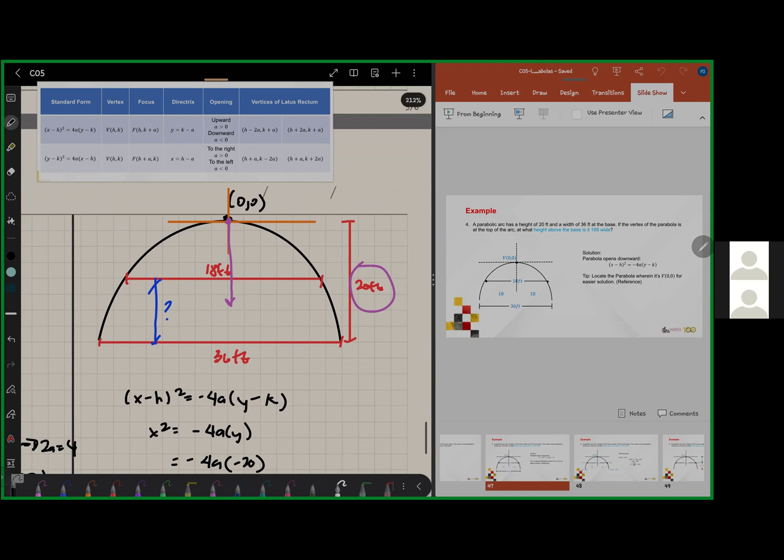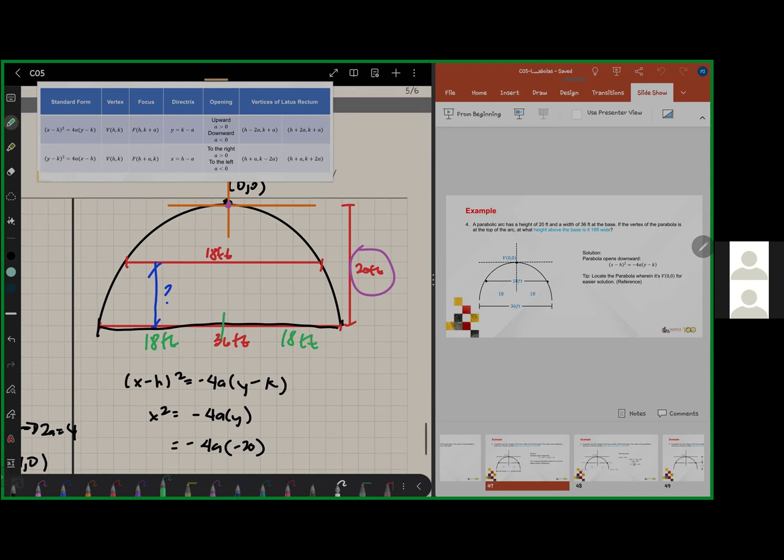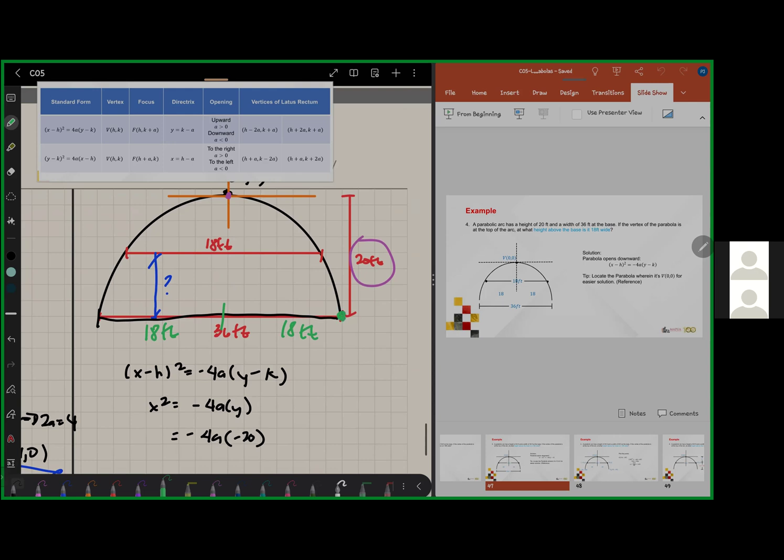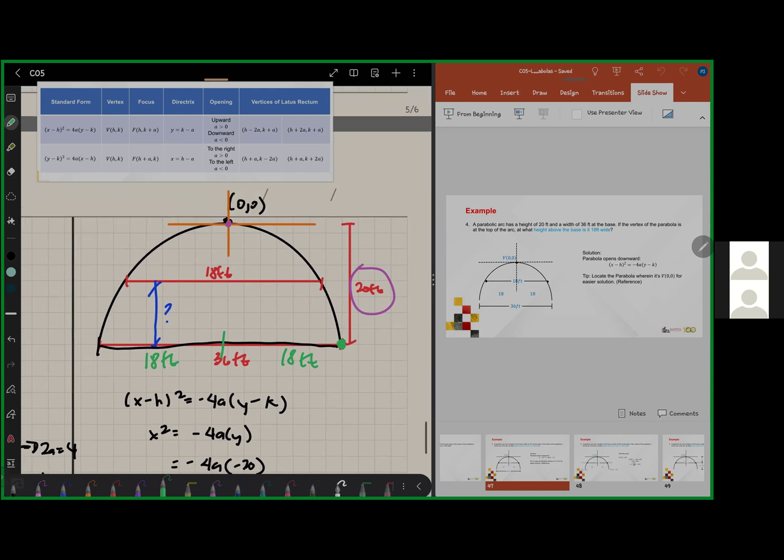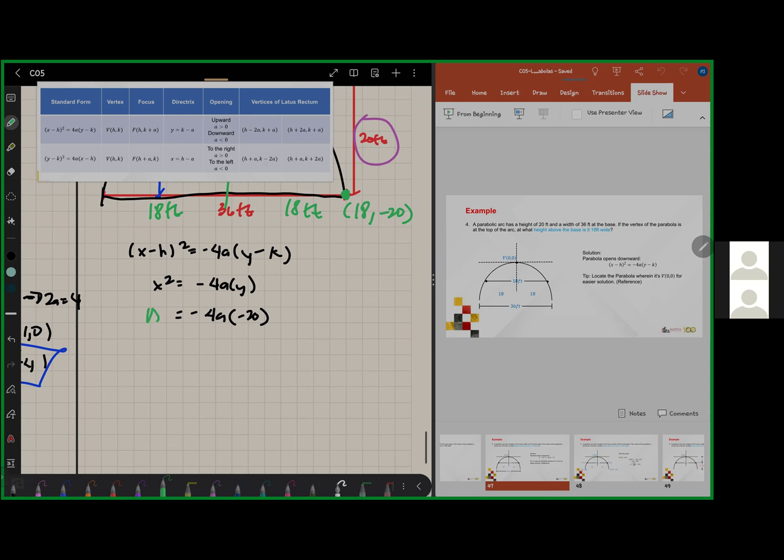However, since this is only on the x-axis, we can find that it is on the center. So we can divide this into two, so we have 18 feet and 18 feet as well. Since we are talking only about a certain point on our parabola, for example this point, and we have this number line axis, we know that this point is at (18, negative 20). So therefore, we have 18 squared for our x.